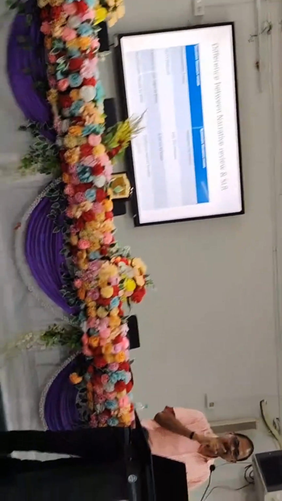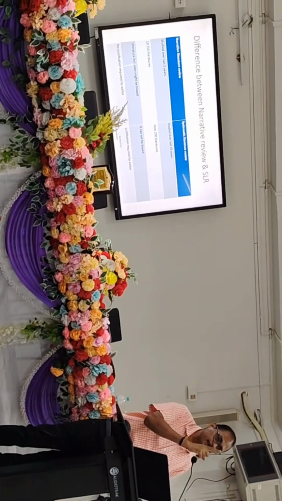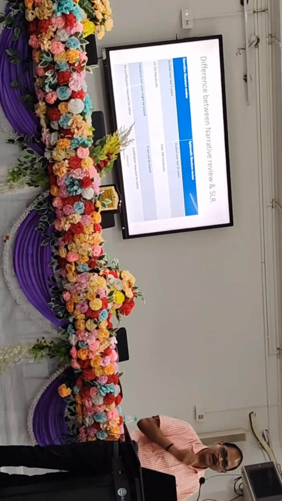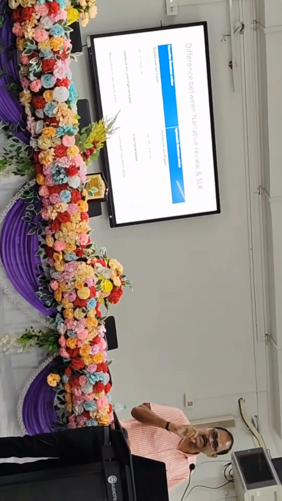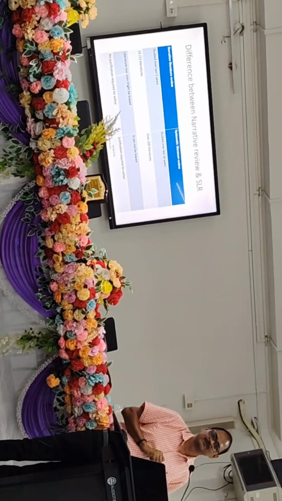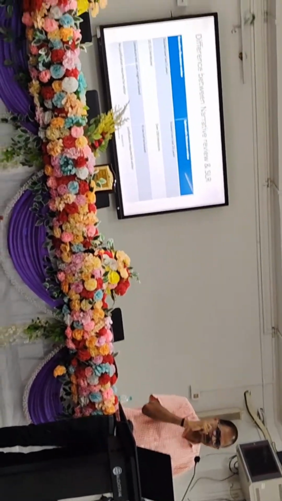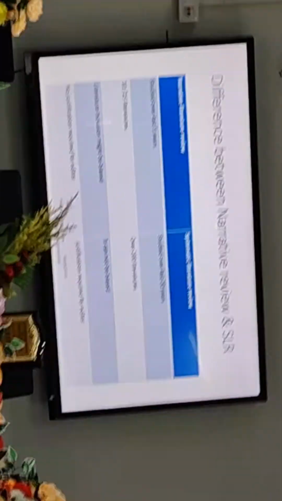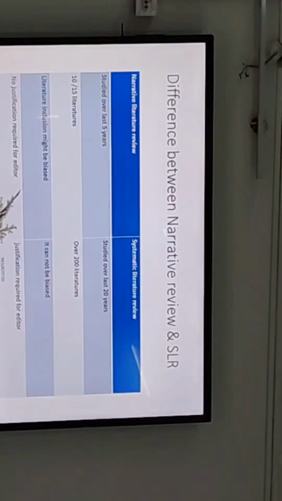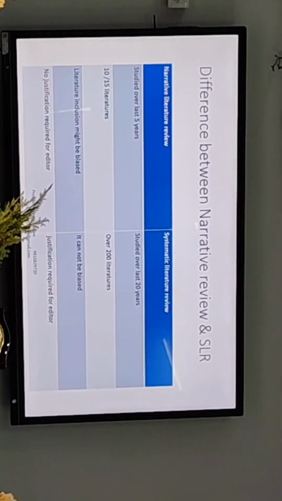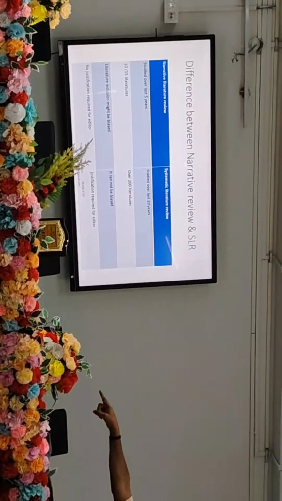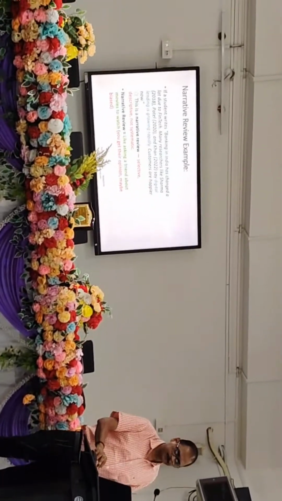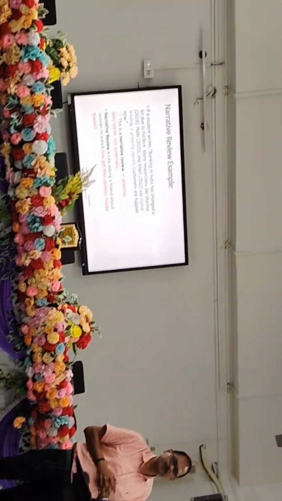In a narrative literature review, the researcher can be biased. Whatever literature is available, take it and get the work done. But in SLR, the researcher cannot be biased. Here the researcher has to give sufficient justification why he has included article X and why he has excluded article Y. Now you are getting the difference. Okay, so then that is an example of narrative.